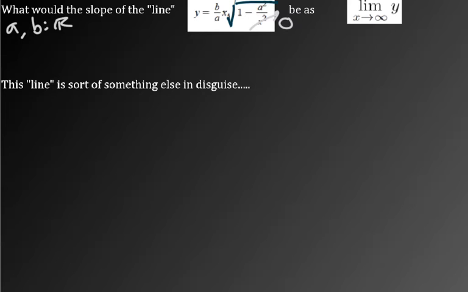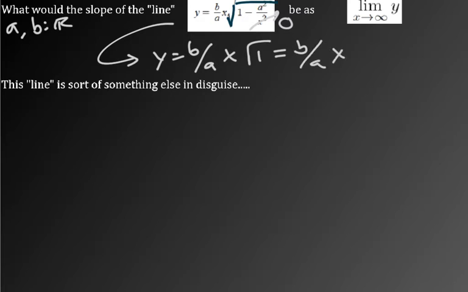And then you literally would just reduce this to y equals b over a x square root of 1, which is just b over a x. And so the slope of this line is basically just b over a. So this is actually a very important result related to a hyperbola. And this is actually, weirdly enough, an equation of a hyperbola. And I want to kind of show you that now.